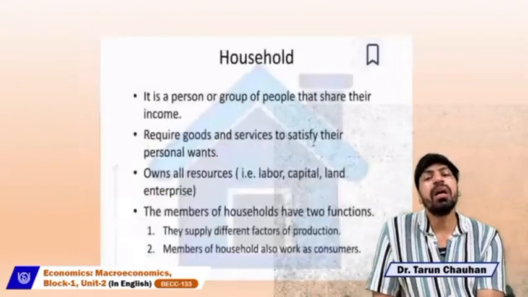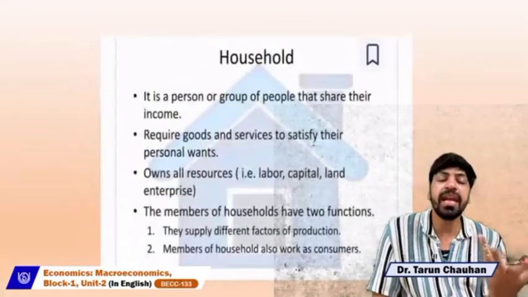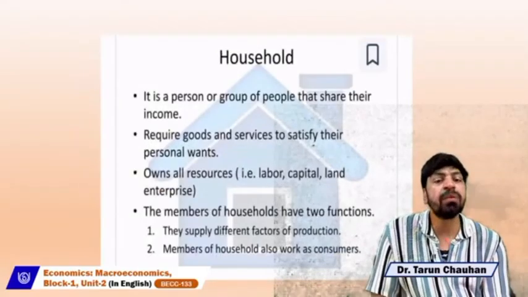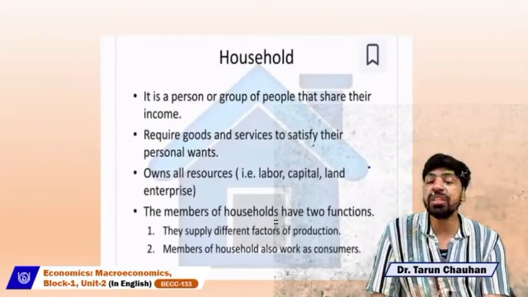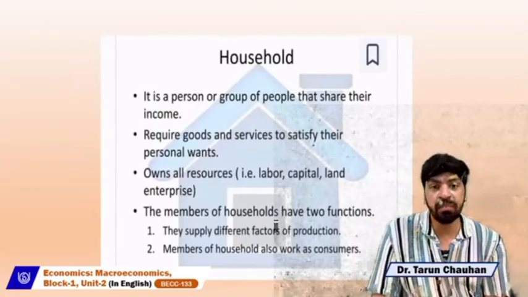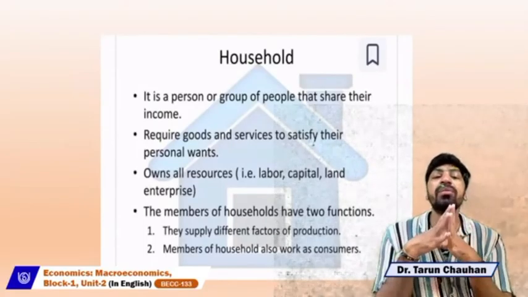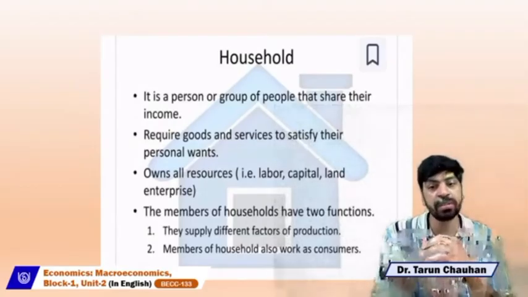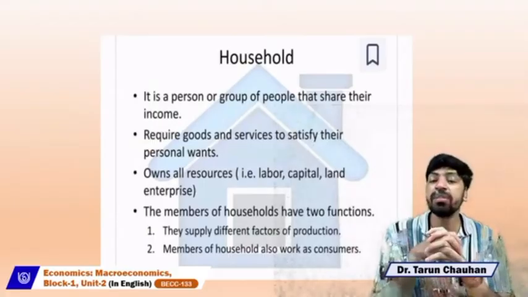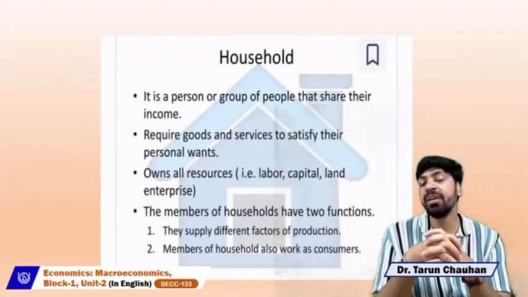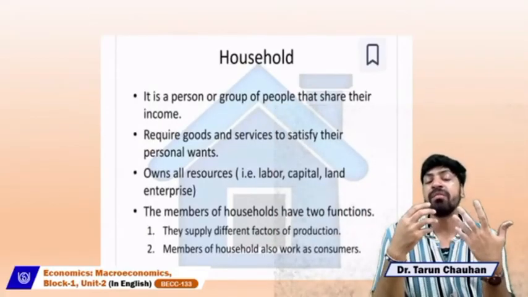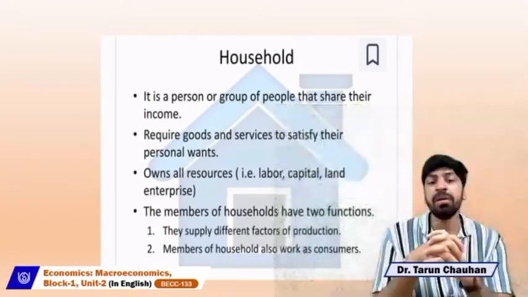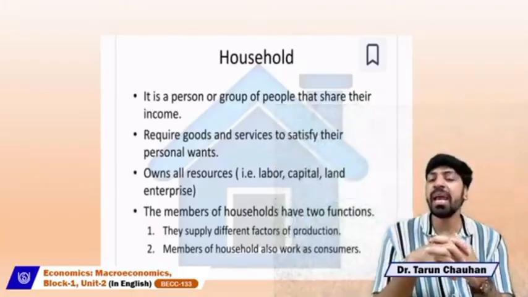What exactly is a household? It is a group of people who share their level of income, who require goods to satisfy their personal needs or wants. They own all the resources, and without them they cannot survive or meet their basic amenities of livelihood.